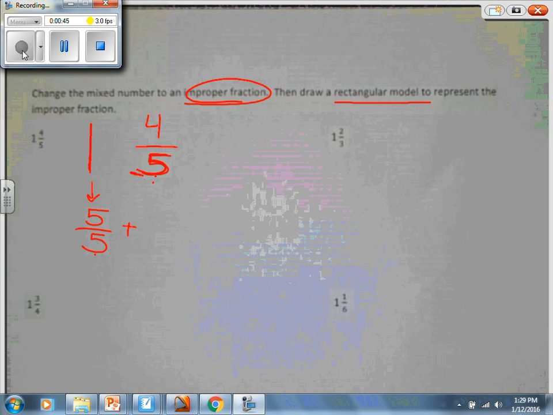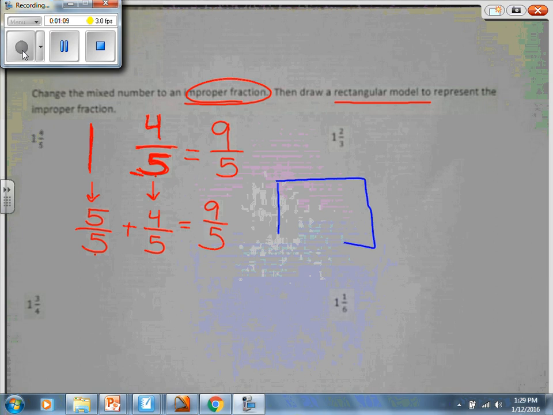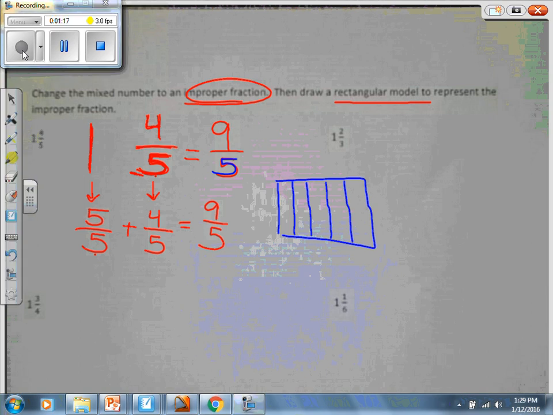And that's plus this 4/5. So my new fraction is 5/5 plus 4/5 equals 9/5. So 1 4/5 is equal to 9/5. So I'm going to go ahead and I'm going to draw a rectangular model for that. My denominator is 5, therefore I need to break this up into 5 pieces. Out of those 5 pieces, I have 9 of them.